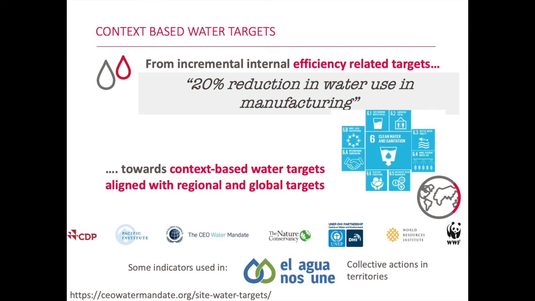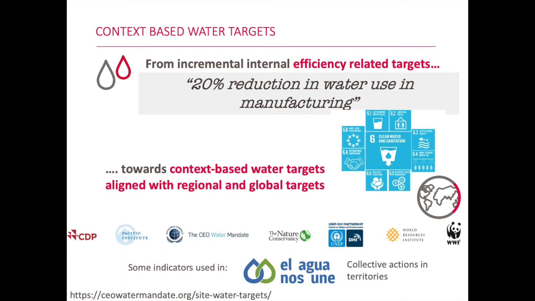Today, many companies define their water targets based on increasing internal efficiencies, for instance, reducing water use in manufacturing by 20% by 2030. And often these goals are a good starting point, but fall short and do not necessarily address the local water challenges. In some areas, for instance, access to safe drinking water or targets on water quality are more relevant than reducing the water use.